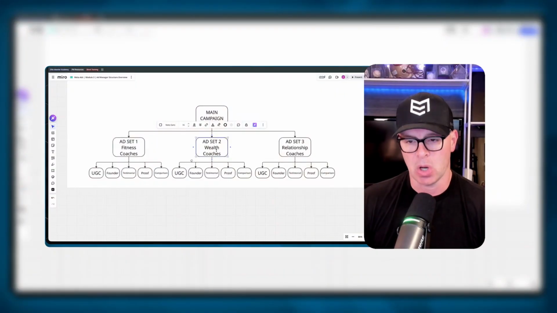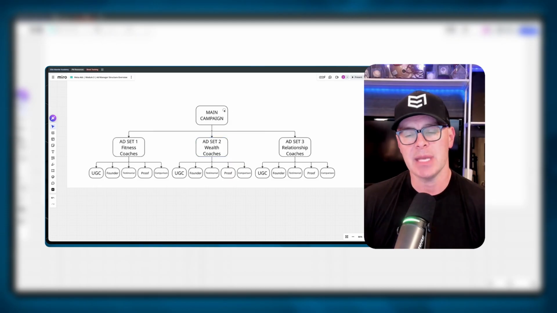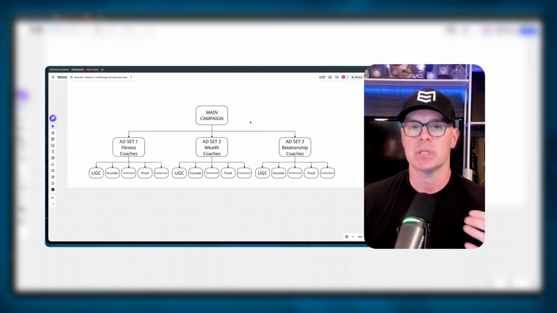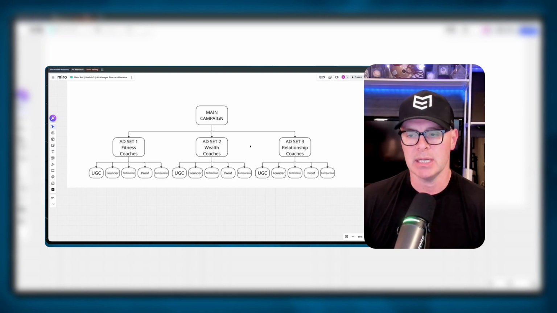This ad set is all about wealth coaches. It's all in the same campaign because it's the same offer. It has the same end result, which is a scheduled call. But what's really important is that you're training it by the ads and you're keeping it separate with the targeting.